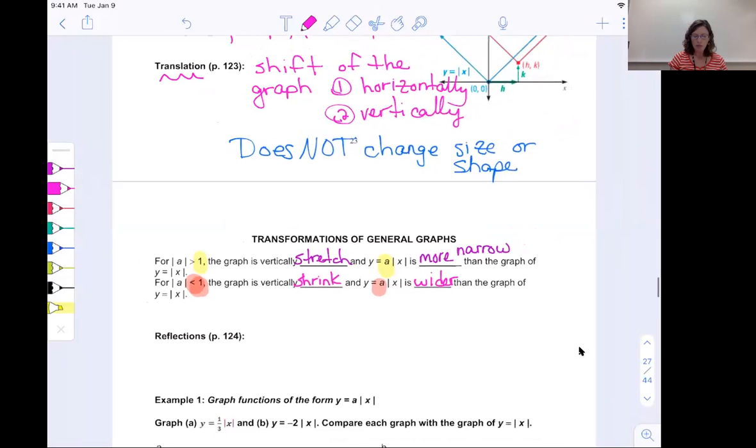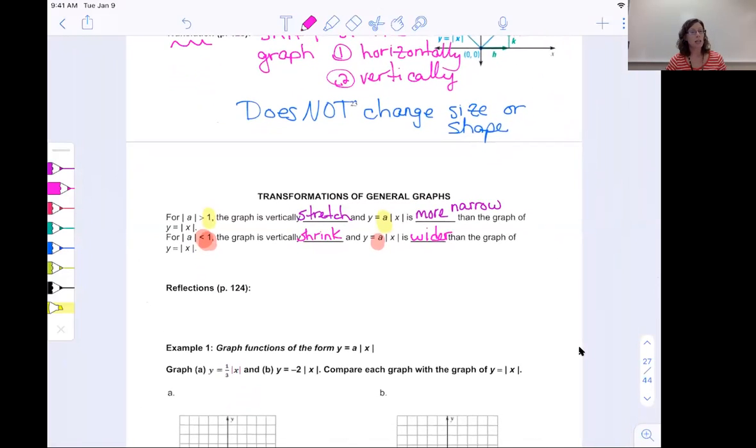And then the last type of transformation that we're going to look at today is a reflection. So we're not going to do any rotations. We are going to do a reflection. And a reflection simply flips the graph.